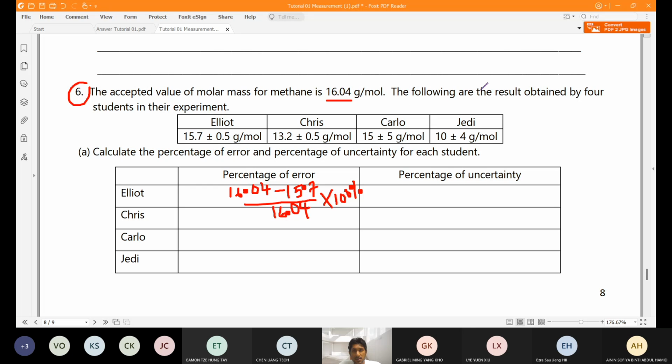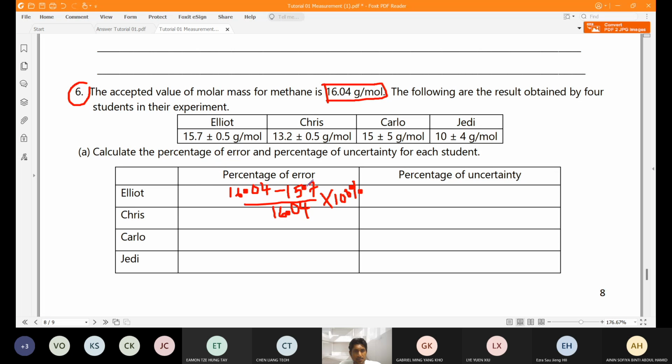So question 6, once again, says that the accepted value of molar mass for methane is 16.04 gram per mole. The following are the results obtained by 4 students in their experiment: Elliot, Chris, Carlo, JD. One got 15.7, another was 13.2, 15, and 10. So this is, by the way, also a systematic error, right?